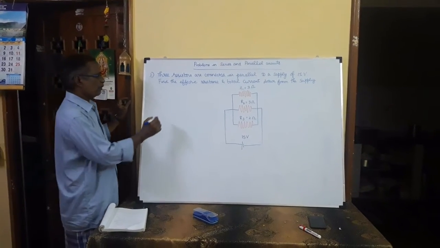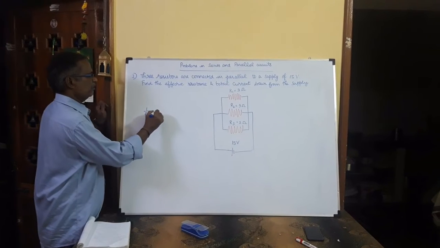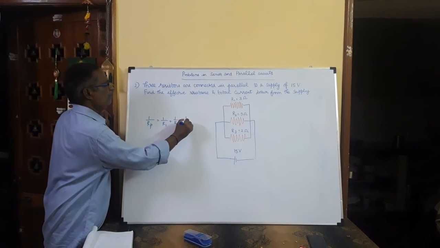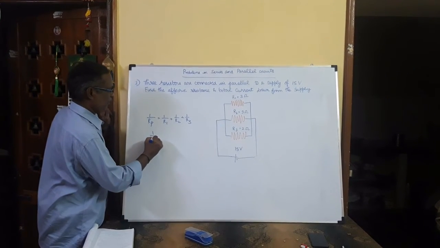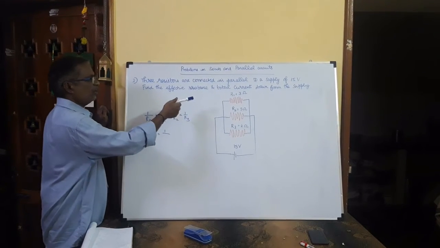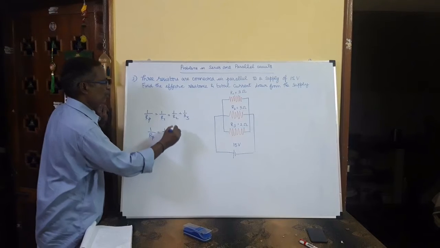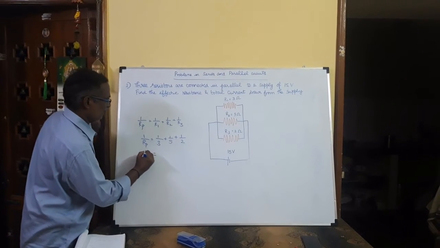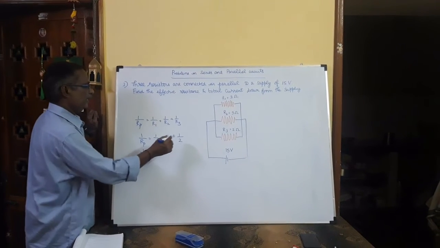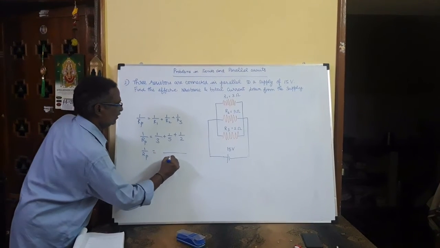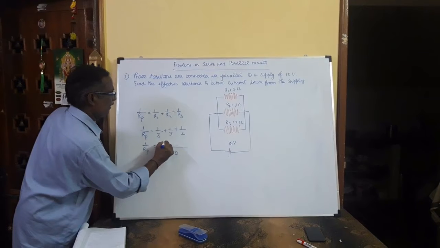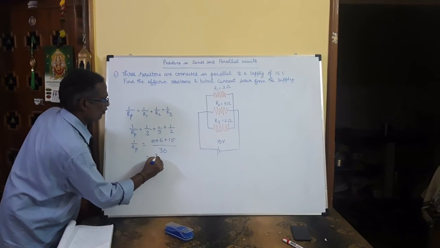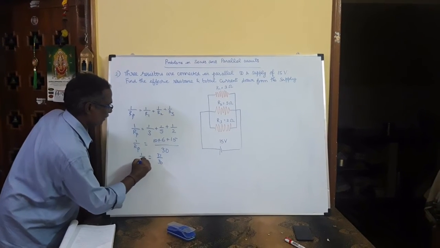We know the effective resistance formula: 1 by Rp is equal to 1 by R1 plus 1 by R2 plus 1 by R3. What is our R1? 3 ohm. R2? 5 ohm. R3? 2 ohm. So 1 by Rp is equal to 1 by 3 plus 1 by 5 plus 1 by 2. Take an LCM of 30. This becomes 10, this becomes 6 and this becomes 15, which is equal to 31 by 30. So 1 by Rp is equal to 31 by 30.